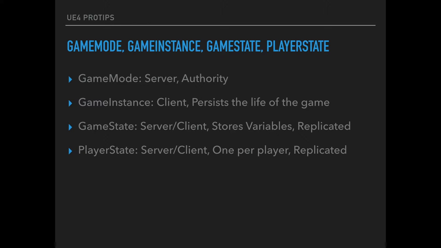Every client has a copy of it, and the server knows nothing about what you're doing inside of your game instance. The server doesn't care. Game state exists on the server and every single client, and they all communicate with each other through replication. So anytime something is changed in the game state anywhere, it will get replicated back and forth to everybody. This is a great spot to put anything and everything that is specific to the current game that you are playing, but not specific to the player.